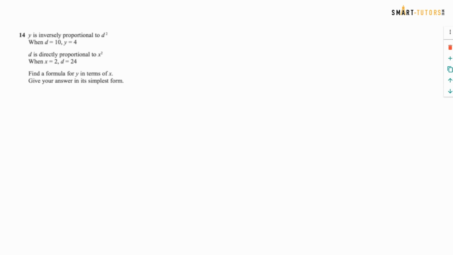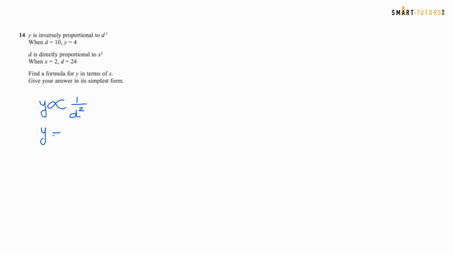Question number 14. Y is inversely proportional to d squared. When d equal 10, y equal 4. D is directly proportional to x squared. When x equal 2, d equal 24. Find a formula for y in terms of x. Give your answer in its simplest form. First of all, we have to do this in two parts. The first is the relation between y and d squared, and the other one is the relation between d and x squared.